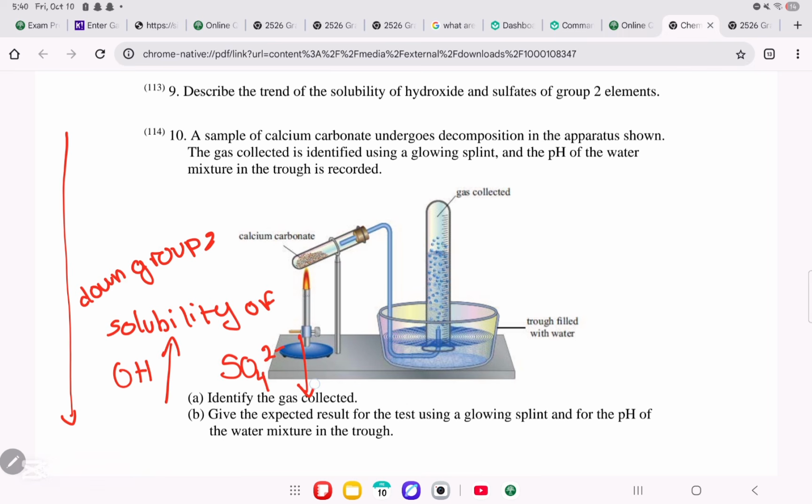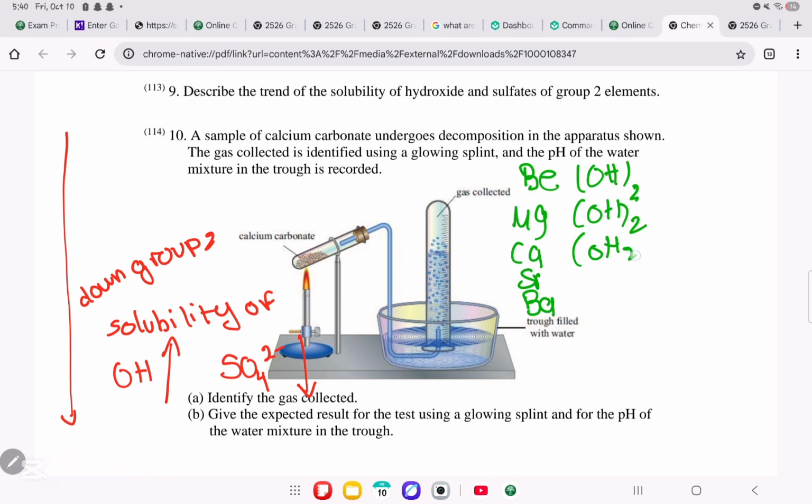That means if we are dealing with beryllium, magnesium, calcium, strontium, barium, and we have beryllium hydroxide, magnesium hydroxide, calcium hydroxide, strontium hydroxide, or barium hydroxide, that means barium hydroxide is going to be the most soluble, and beryllium hydroxide is going to be the least soluble.